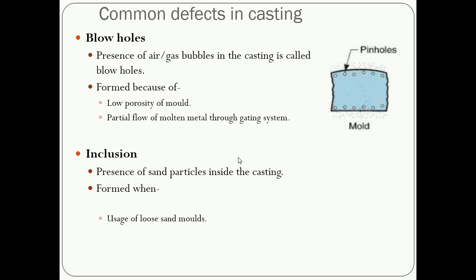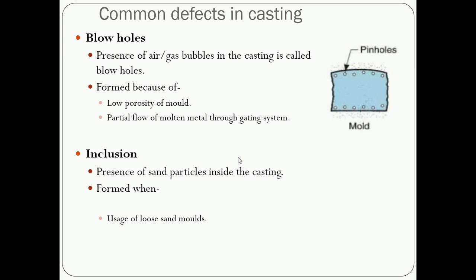Now one by one we will see the defects, their appearance and causes, and the different remedies that have been suggested for the defects. First is blowholes. Presence of air or gas bubbles in the casting is called blowholes. The casting has blowholes on its surface or inside, and this defect occurs because of low porosity of the mold. We have seen that gases are developed inside the mold cavity.